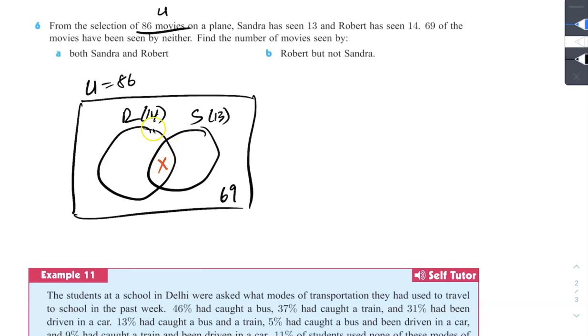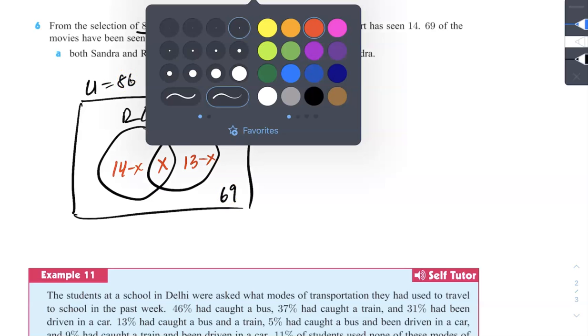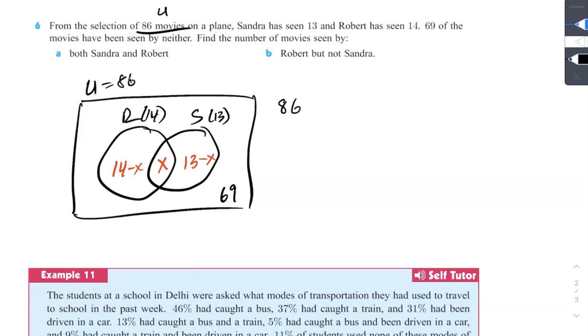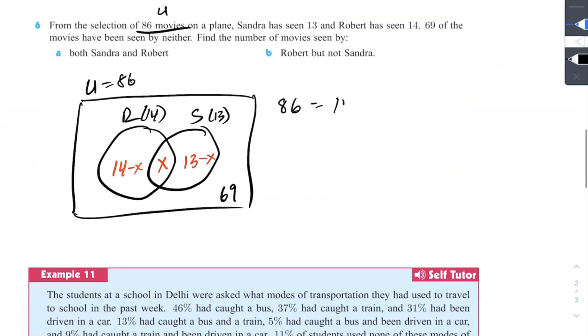This is x. This whole circle is 14, so this little portion here would be 14 minus x. This whole circle is 13. There's an x right there, so this portion would be 13 minus x. And now, if I add up all my regions of this Venn diagram, it should equal 86. So 86 would equal 14 minus x plus 13 minus x plus 69. Right, so it's adding up all the regions. So this region here plus the middle region plus that region plus the outside.